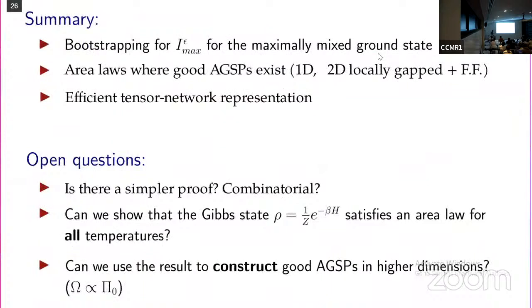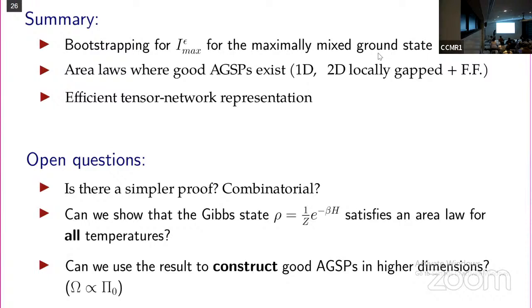Okay, so let me summarize here. What we managed to accomplish is to find a bootstrapping lemma for the maximally mixed state in the ground state, provided that we have a good AGSP. It gives us automatically area laws for these highly degenerate cases in 1D and 2D. I mean, places where we already had such constructions of AGSP. It also gives an efficient tensor network representation in 1D at least, as an MPO.